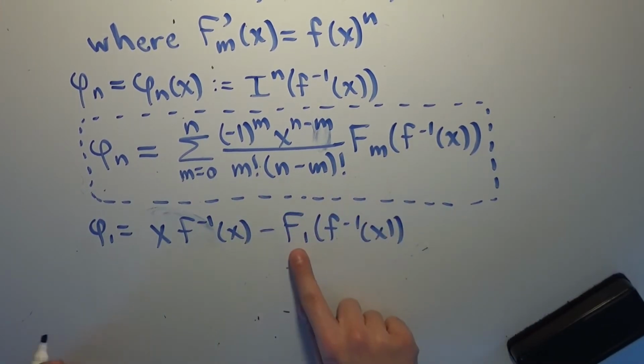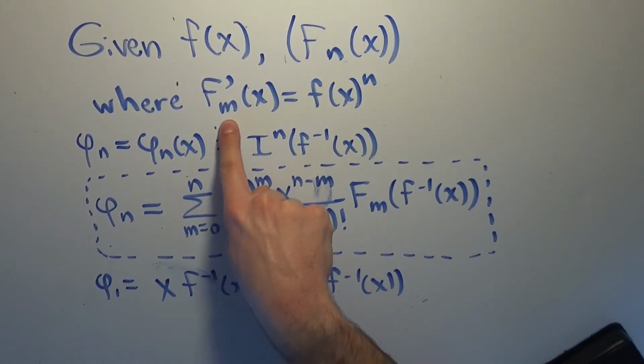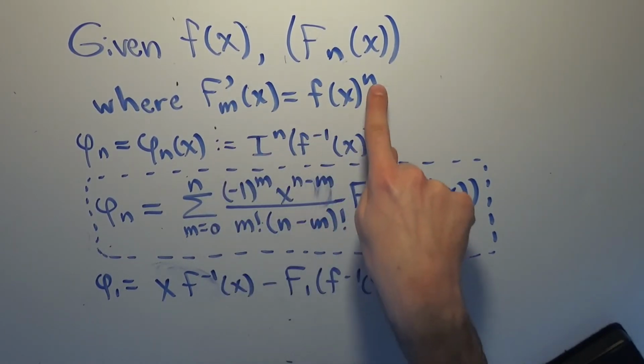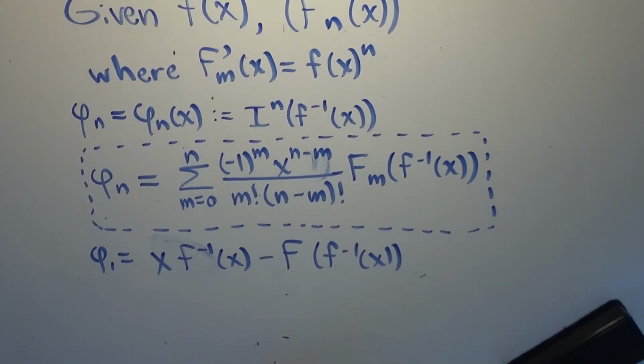What is big F sub 1? Well, we know that the derivative of big F sub 1 is going to be f of x to the power of 1, which is just f of x. So that means that big F sub 1 is just the antiderivative of f of x, which is just the big F that we had in the original expression for the first integral of the inverse function. And so Phi1 is in fact the expression that we already know to be the answer there.